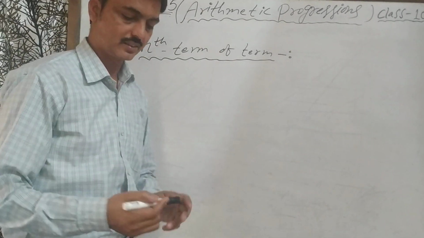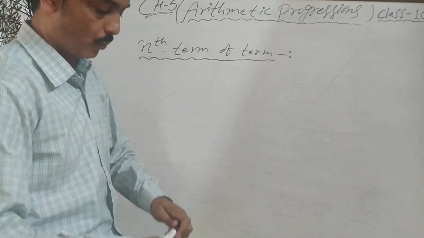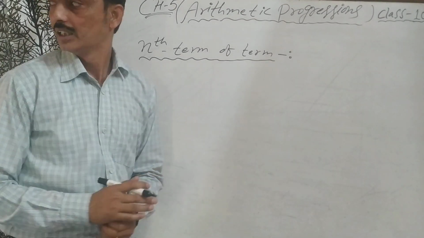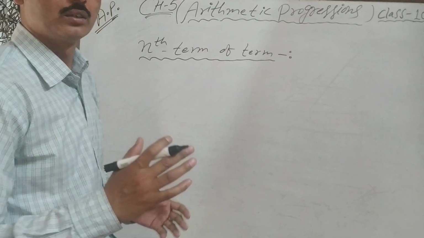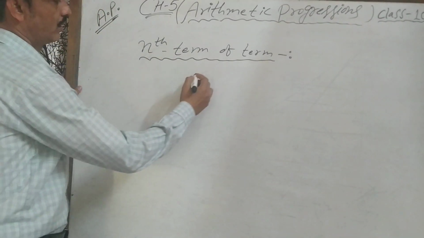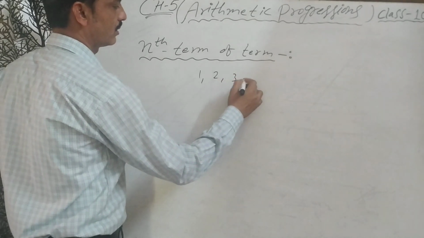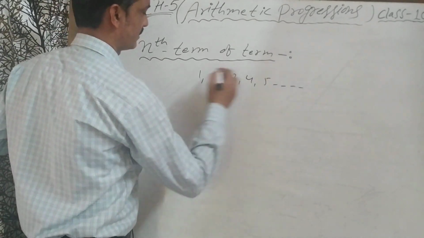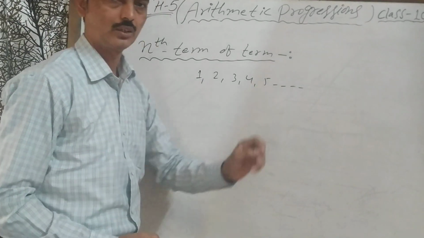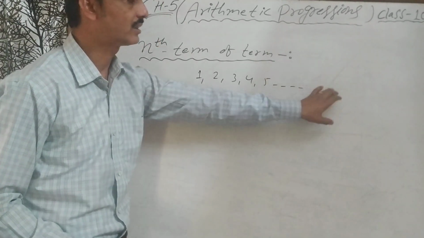As we discussed yesterday, the type of series known as AP. Now here we find out the nth term. It means if we have an AP like this, and we need to find its 10th term or 11th term or 100th term, how can we find it?